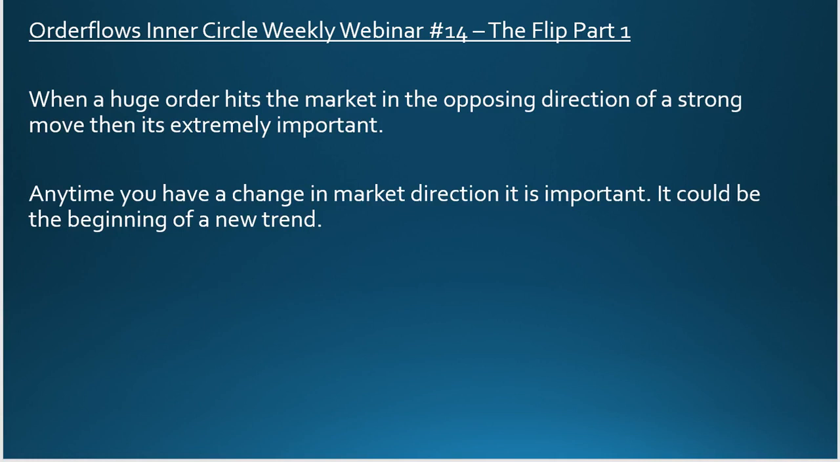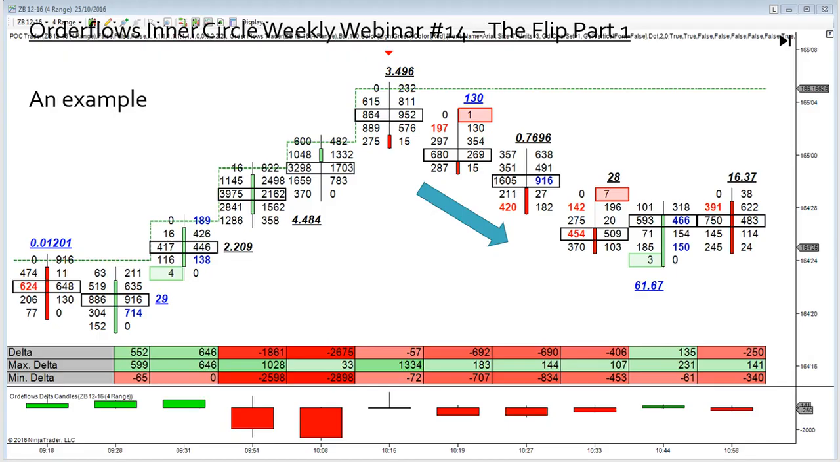So why is it important? Well, obviously when a huge order hits the market in the opposing direction of a strong move, then it's important. So anytime you have a change in market direction, it's important. It could be the beginning of a new trend, obviously the end of an old trend. So let's look at examples here. I talked a lot about theory. Let's look at some of these examples real quick.